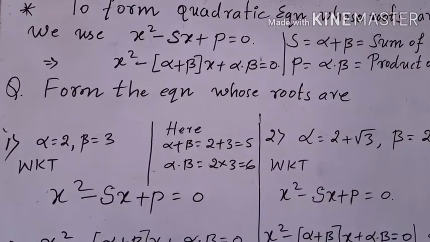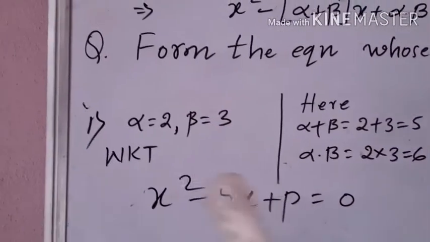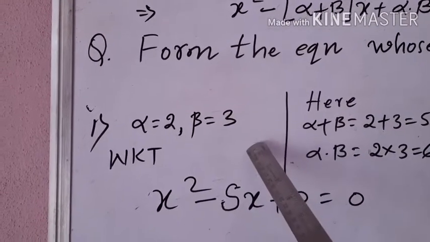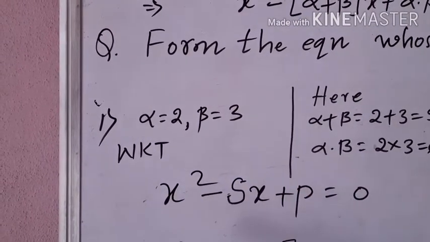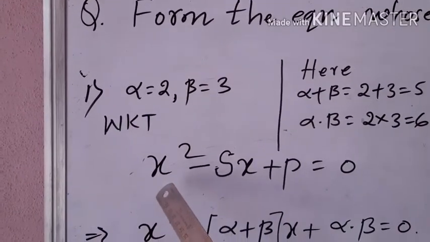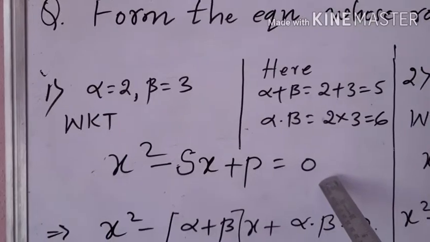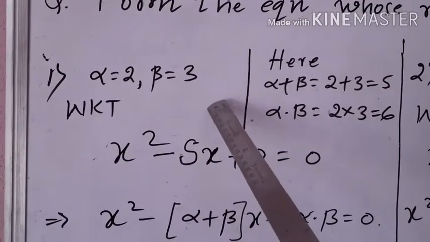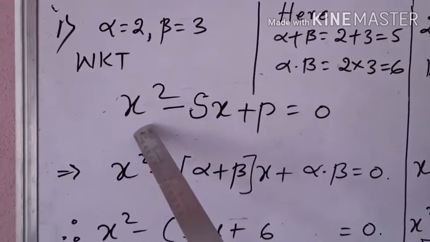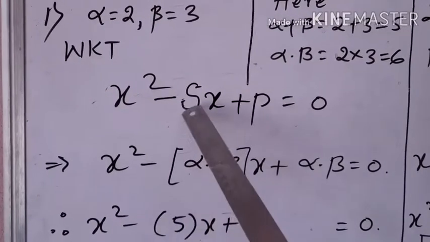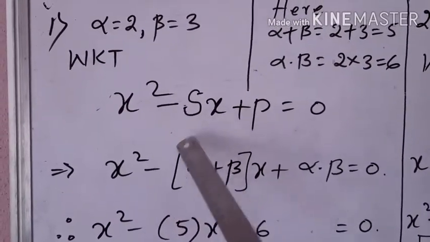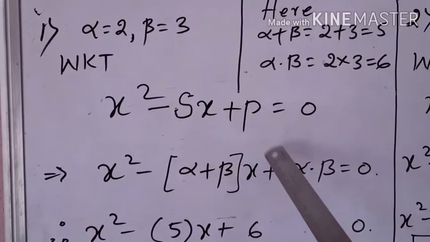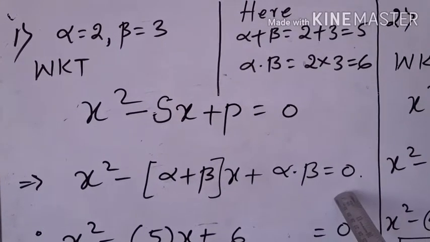Form the equation whose roots are... See the first example: alpha is equal to 2 and beta is equal to 3 are the two roots of the equation, then find the equation. We know that x square minus sx plus p is equal to 0 is the formula to find the equation whose roots are 2 and 3 respectively. Here s means sum of roots, therefore where there is s, I put alpha plus beta, x plus p, where p means product of roots, thus alpha into beta.